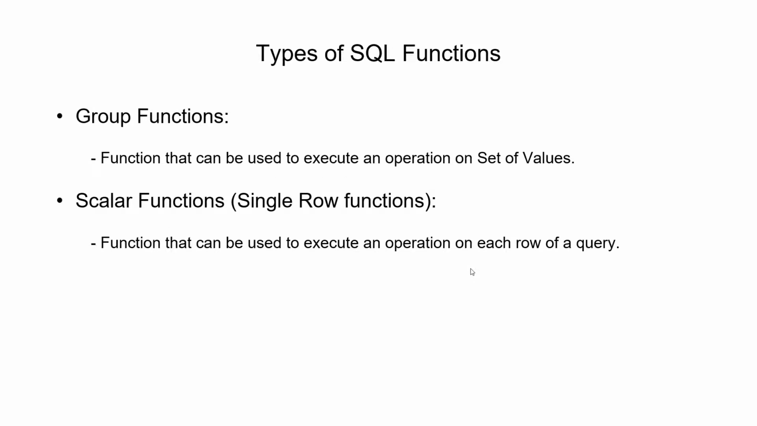Now we will see different types of SQL function. There are basically two types. That is group function and scalar function. Group function means these are the functions that can be used to execute an operation on a set of values. Means for this function, the input will be multiple rows. And the second type is scalar function. It is also called a single row function. As the name suggests, these functions work on a single row, or it can execute an operation on each row of a query. So these are the main two types.